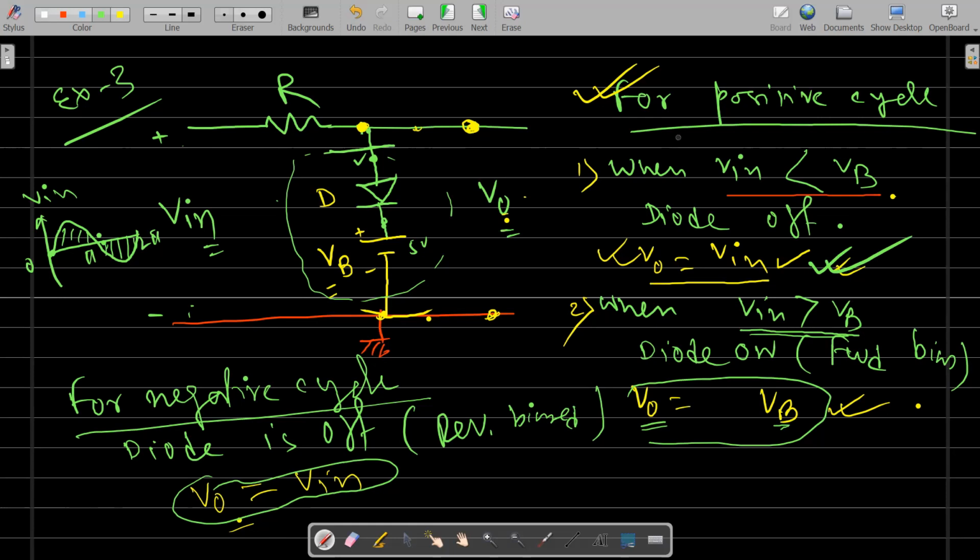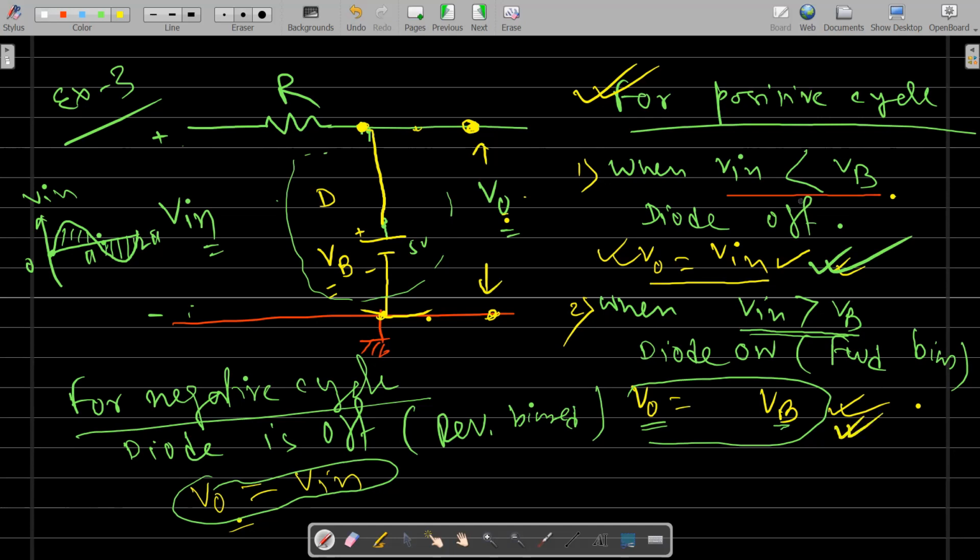And in the second case, when Vin is greater than VB, that means the voltage at this point is greater than this bias voltage of 5 volts, then of course the diode will be on. And if the diode is on, you can simply replace the diode by a short circuit. We just remove the diode and connect it with a wire, just short it. Then the output we are getting is basically VB. The output means the voltage between this point and this point. So this is nothing but VB.